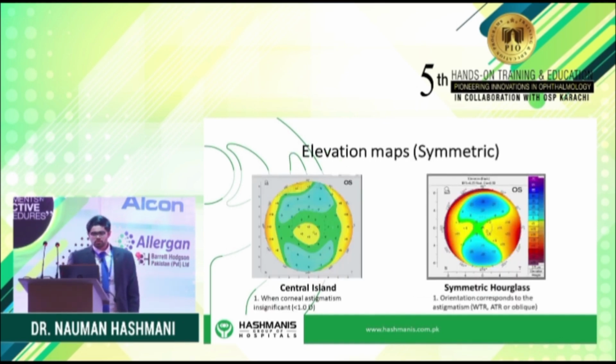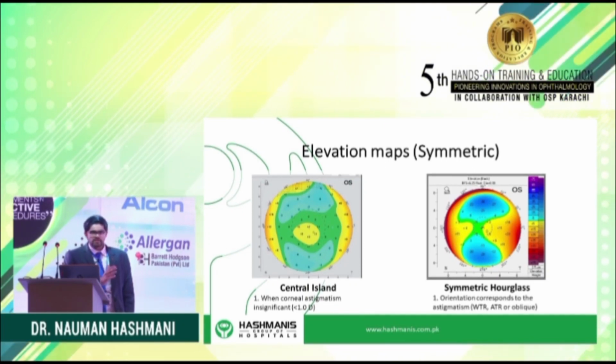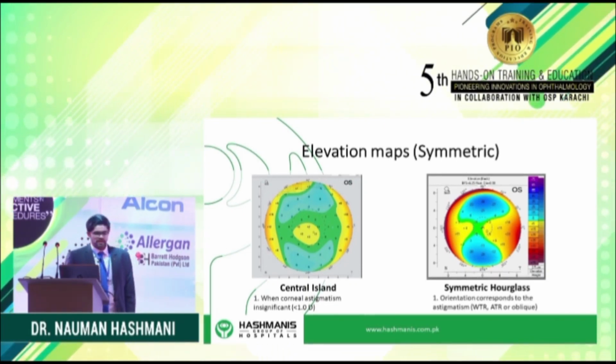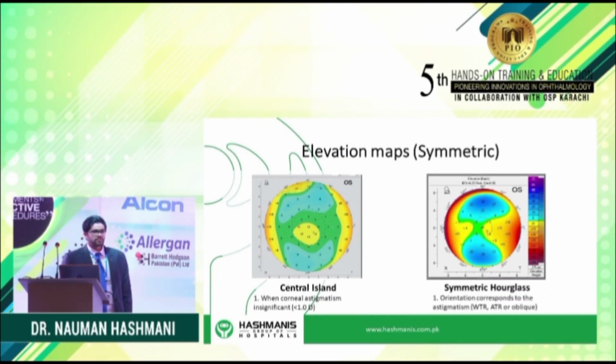Now, just to quickly run through some of the patterns of elevation maps. So this is the normal central island pattern. This is when you have an insignificant corneal astigmatism of less than 1.0 diopters. So this is the central island, and you've got no astigmatism. Then you've got something called a symmetric hourglass, and the orientation is based on with the rule, against the rule, or oblique astigmatism. So the steep axis will be changing according to the type of astigmatism you have.